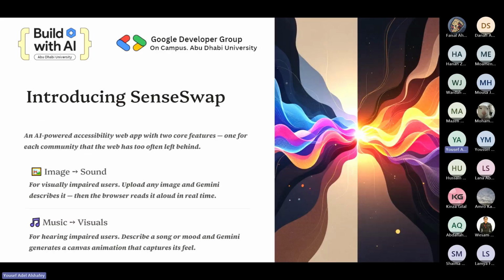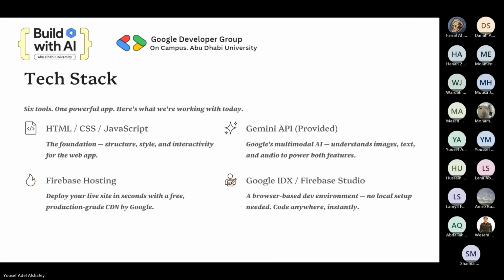Introducing SenseSwap. That's my solution. It's an AI-powered accessibility web app with two core features. First, we're going to turn images into sound for visually impaired users, and we're going to turn music into visuals for hearing impaired users. Let me explain how.